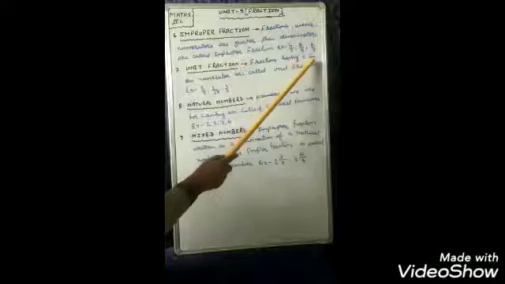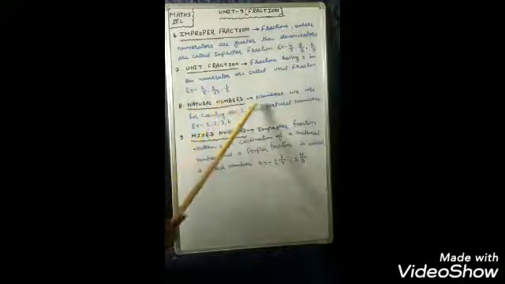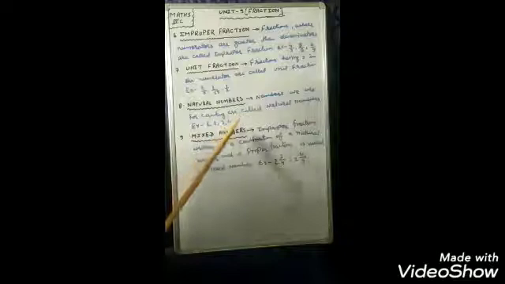Next, unit fraction. Fractions having 1 in the numerator are called unit fractions. Numerator is 1: 1 by 9, 1 by 15, 1 by 2. That's why these are called unit fractions, where numerator is 1. Next, natural numbers. Numbers we use for counting are called natural numbers, like 1, 2, 3, 4 and so on.